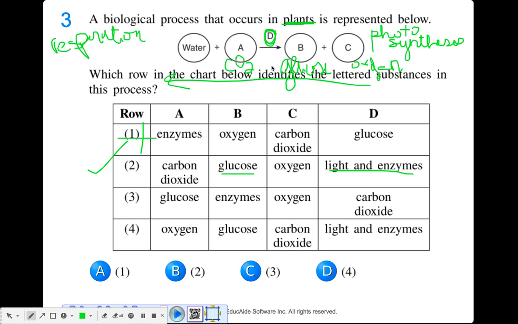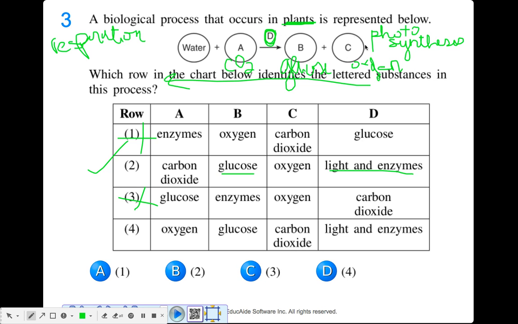Wait, no, we can't possibly have that, right? Because we already know water's on this side. Do any of these make sense? Water plus glucose in the presence of carbon dioxide makes enzymes and oxygen? No. Water plus oxygen in the presence of light and enzymes produces glucose and carbon dioxide. That is also an incorrect answer because we know that water plus carbon dioxide has to produce glucose and oxygen.